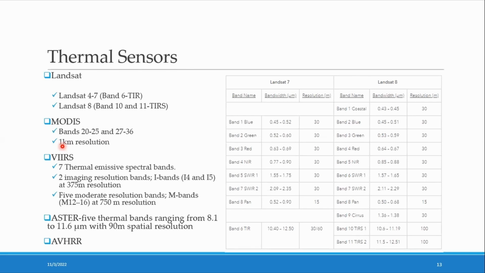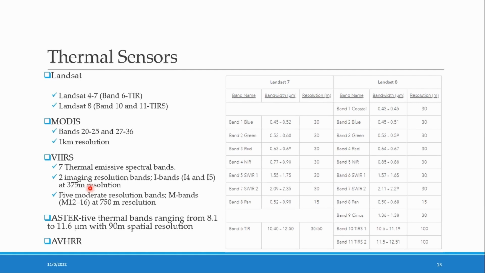Another example of a sensor is the Visible Infrared Imaging Radiometer Suite, which is VIIRS. It has 7 thermal bands. In the nomenclature, some are I bands and some are M bands, M meaning moderate resolution. The M bands are at 750 meters, that is M12 to M16. And then the imaging bands are at a much better resolution, which is 375 meters, and those are I4 and I5, meaning band 4 and band 5 within the VIIRS.